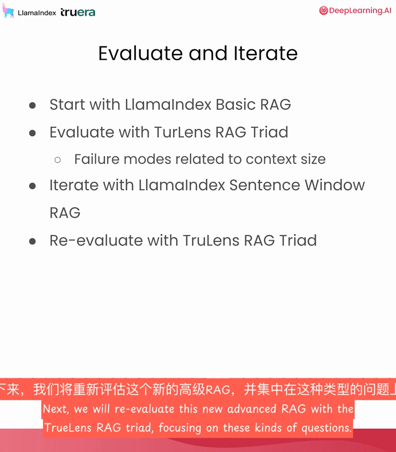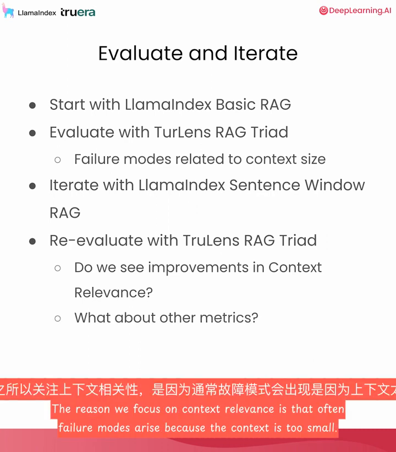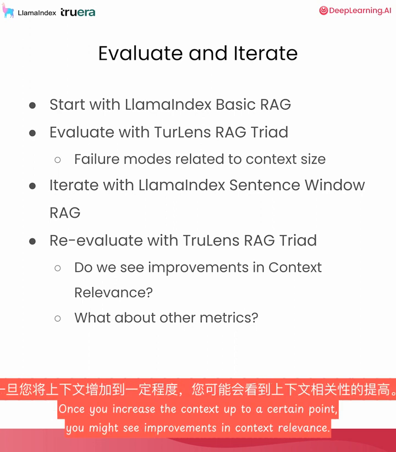Next, we will re-evaluate this new advanced RAG with the TruLens RAG triad, focusing on these kinds of questions. Do we see improvements specifically in context relevance? What about the other metrics? The reason we focus on context relevance is that often failure modes arise because the context is too small. Once you increase the context up to a certain point, you might see improvements in context relevance.